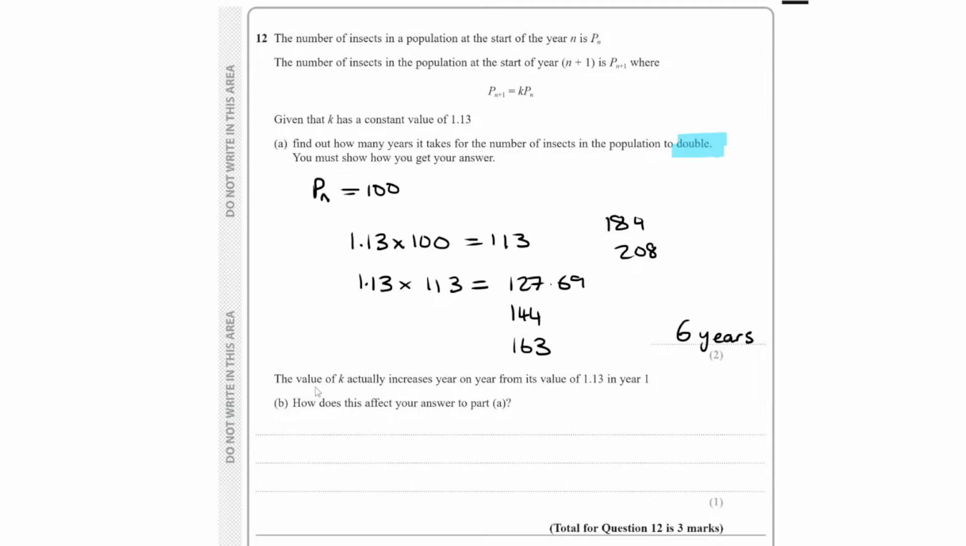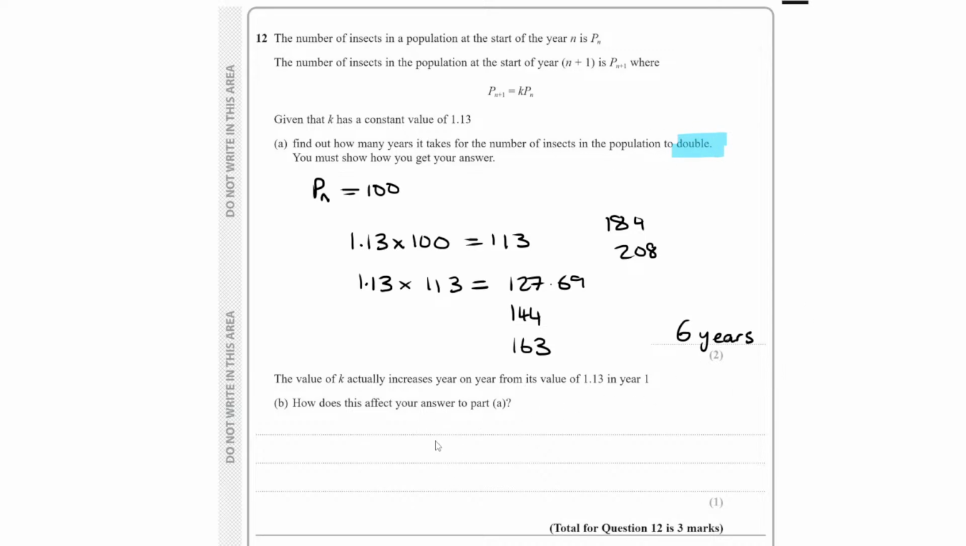So then you've got part B. So the value of k actually increases year on year from its value of 1.13 in year 1. How does this affect your answer to part A? So if you think about it, we said originally that every year it's increasing by 13%. Imagine it's increasing by more than 13% every year. So then to reach double, because that's what we were asked about, wasn't it? How long would it take to double the population? It would actually take less time, wouldn't it?